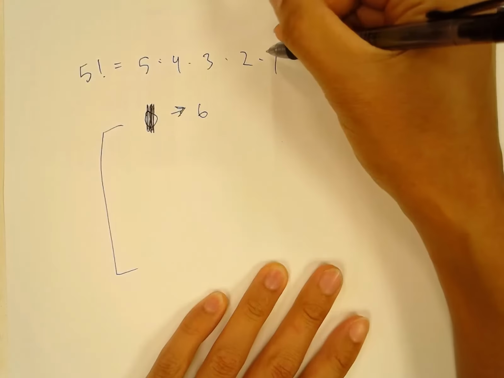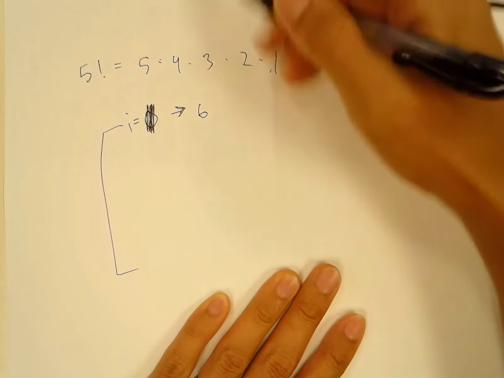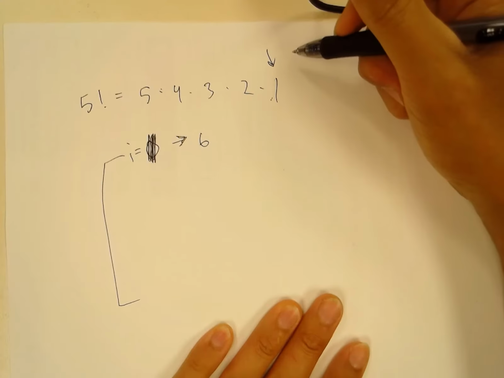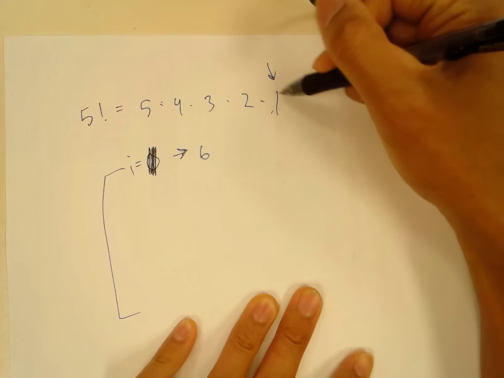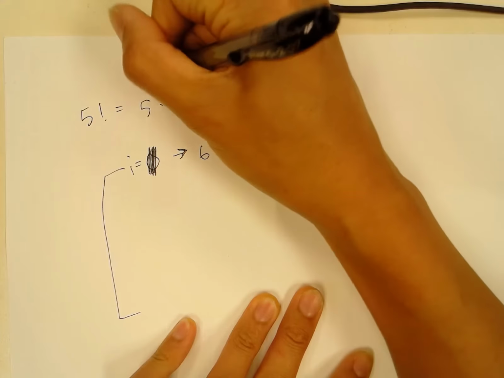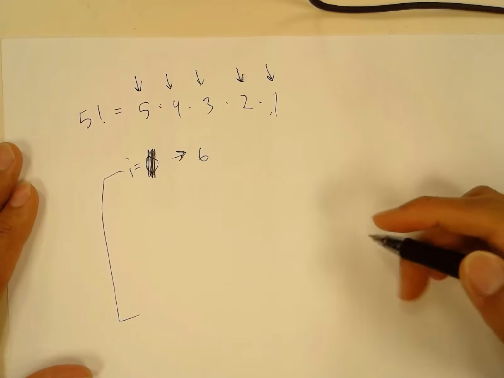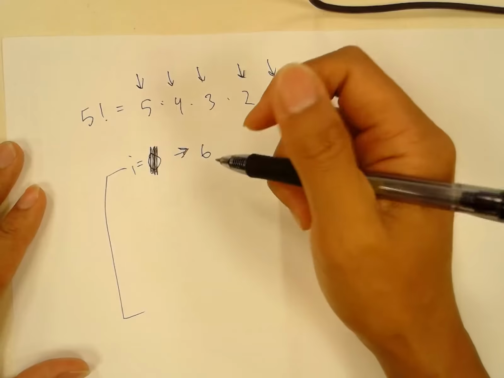The idea is that we want to use the I variable as this multiplying number. So the first iteration of the loop, I will be equal to 1, then I will be equal to 2, then I will be equal to 3, then I will be equal to 4, and I will be equal to 5, and then the loop will break and we'll have our factorial. So how should this go?